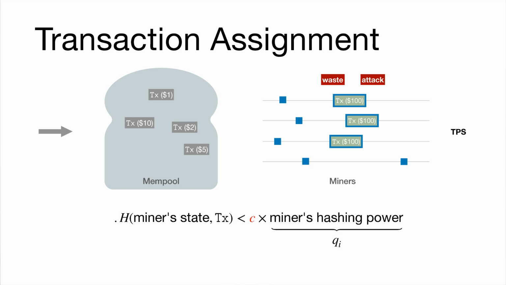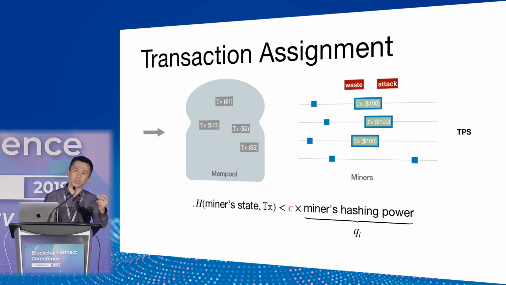So our idea is to use the peer state that we just introduced before. Not everybody can process every transaction in a mempool. If a miner wants to process a transaction, the miner needs to do this check. Take your miner state, which is the hash of your most recent block, and that transaction, concatenate these 2 and hash it. If the hashing result is 256 bits, you convert that into a number between 0 and 1. If that is less than C times the percentage of your mining power, you can process it. Otherwise, you cannot. So this plays a role of partition, not exact partition, but partitioning the transactions in a pool to different miners.